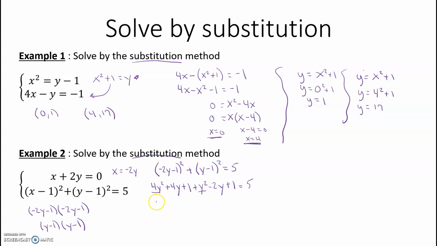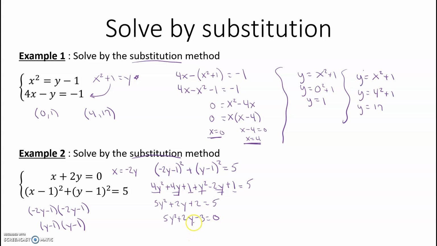4y squareds and 1y squared makes 5y squareds. 4y's minus 2y's makes 2y. And 1 plus 1 makes 2. Again, we're running into a quadratic, so we're going to make it equal 0. Subtract that 5 from both sides. So 2 minus 5 gets me negative 3.